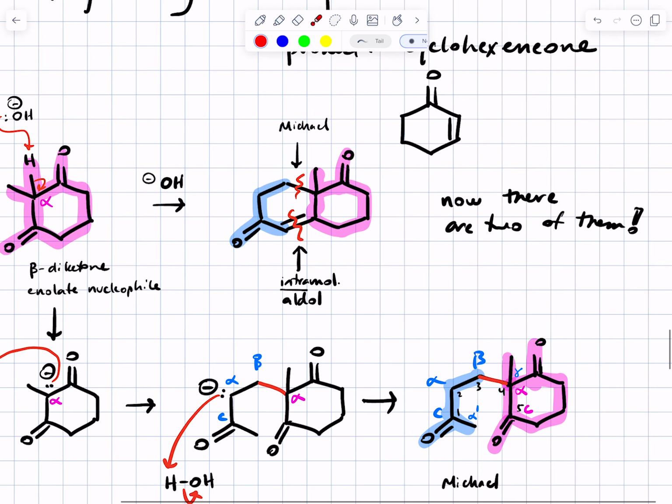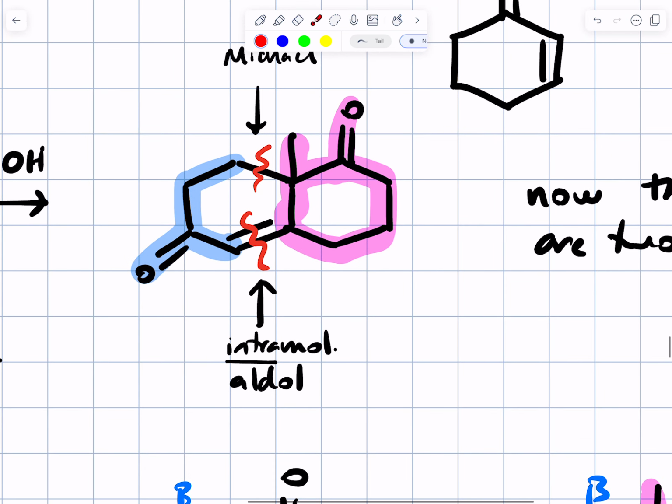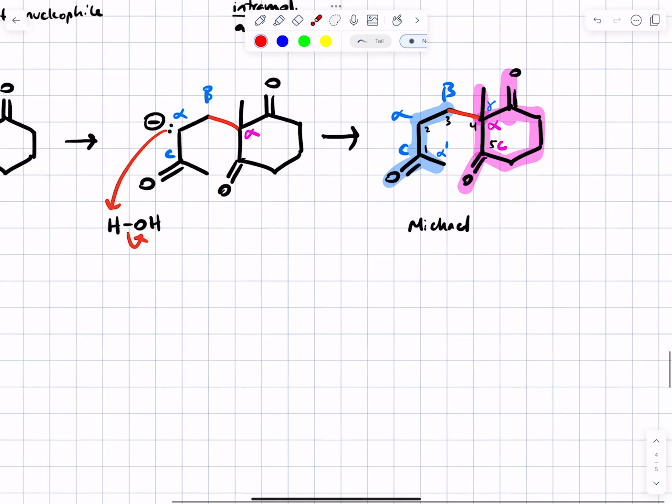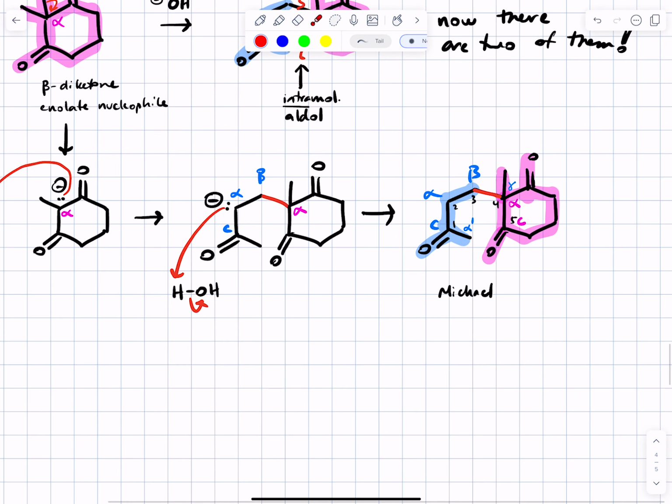If you look at our product, though, our product is chiral. It has a stereocenter here. We're going to get both enantiomers, and probably you get both enantiomers from attacking one ketone versus the other. Okay. Other questions? Yeah.